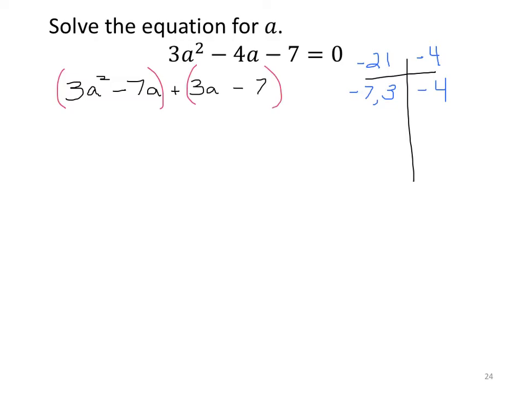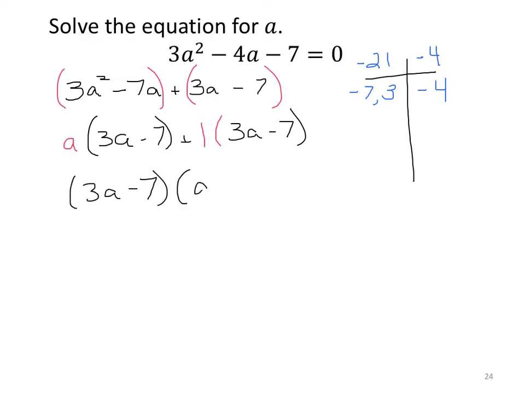So in the first case, the only factor we can pull out is an a. And once we pull that out, we are left with 3a minus 7. And in the second case, we don't have anything to pull out, so we will just put a 1 there, and we have 3a minus 7. So as we'd hoped, these binomials are the same, and we can pull them out in front. So we have 3a minus 7, and what is left is a plus 1.